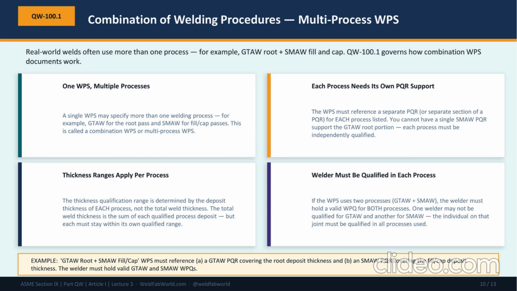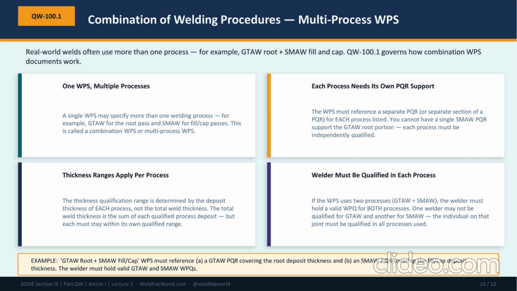In real fabrication, a single weld joint is often made with more than one welding process. The most common combination in pressure vessel and piping work is GTAW for the root pass and SMAW for the fill and cap passes. GTAW root gives you clean, full penetration fusion at the root where radiographic quality is critical. SMAW fill and cap is efficient and versatile for the bulk of the weld deposit.